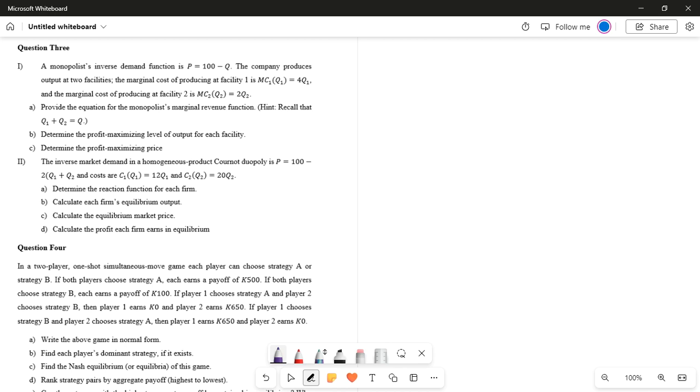Economics, and it can also be found in microeconomics, especially intermediate microeconomics. Okay, so the question is coming from market structure.